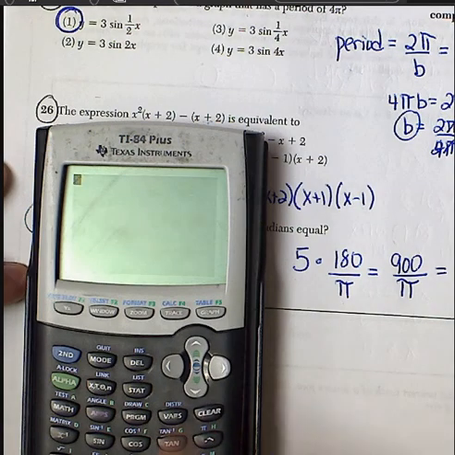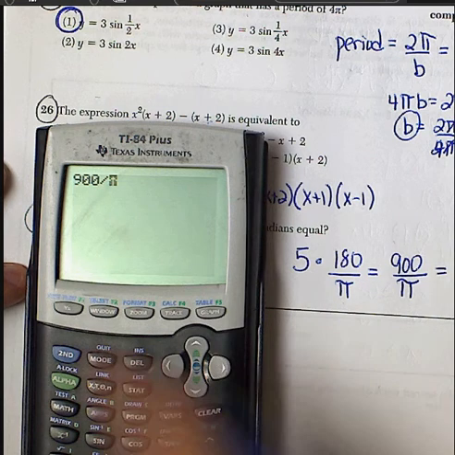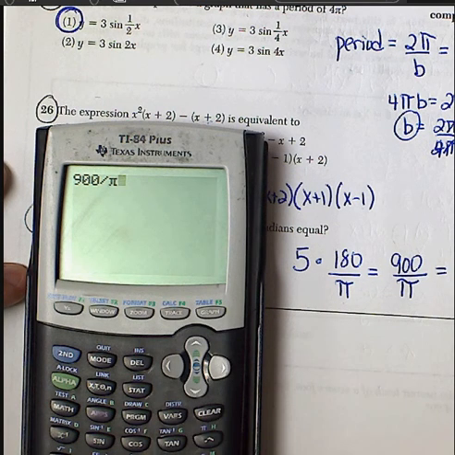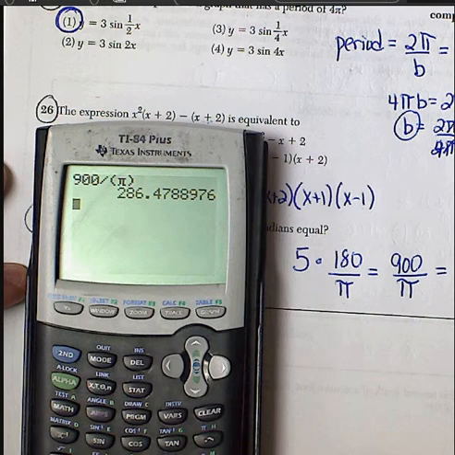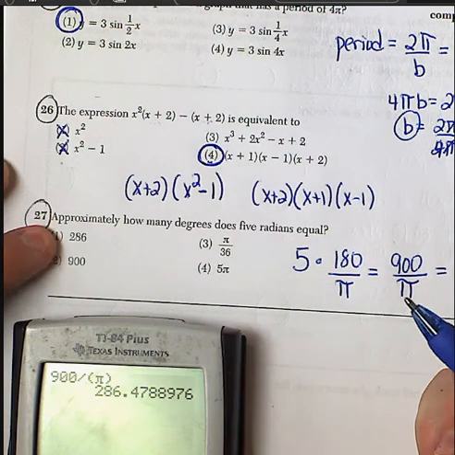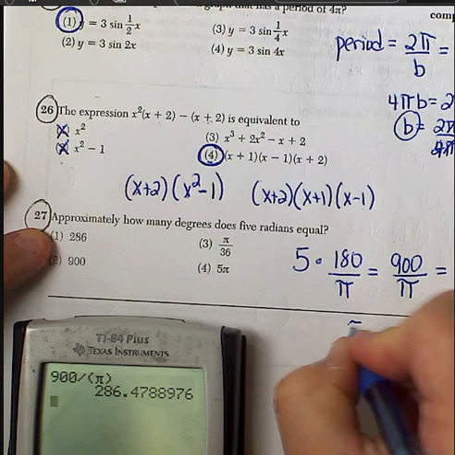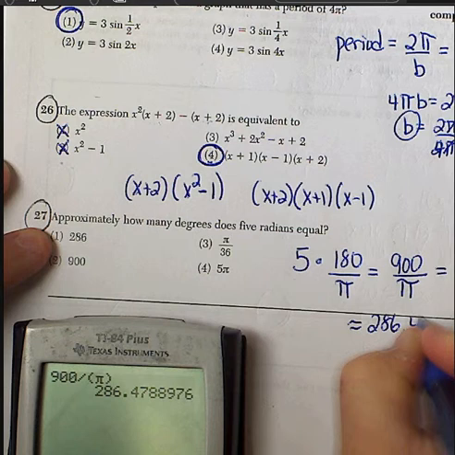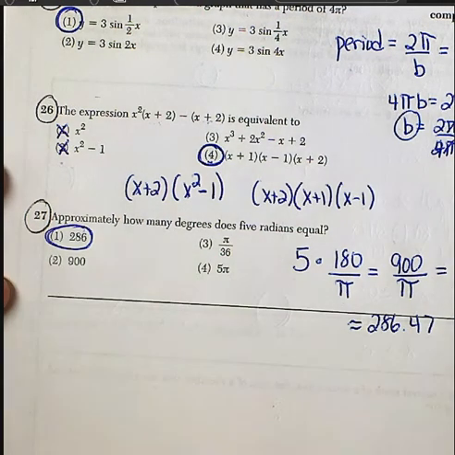Again, approximately means it's not going to be exact. We have 900 divided by pi. And when I go ahead and do that division, we're going to wind up with 286.47. 286.47. There it is, choice 1. It's approximately 286.47 or 286. All right, so that's 27.